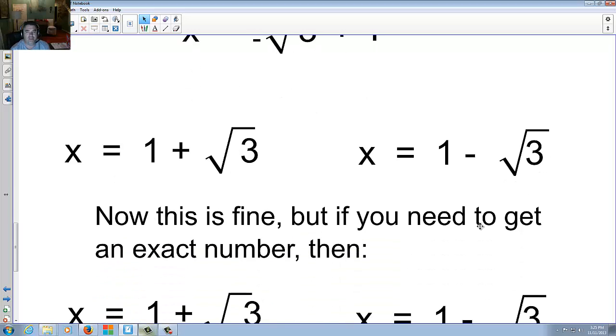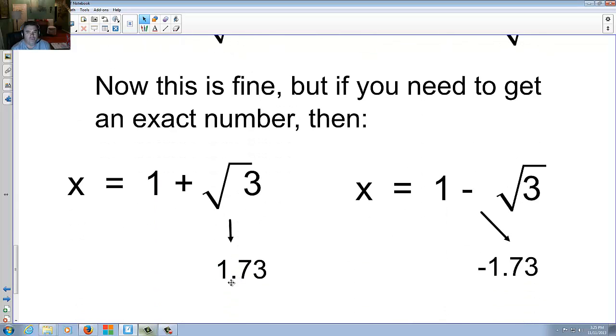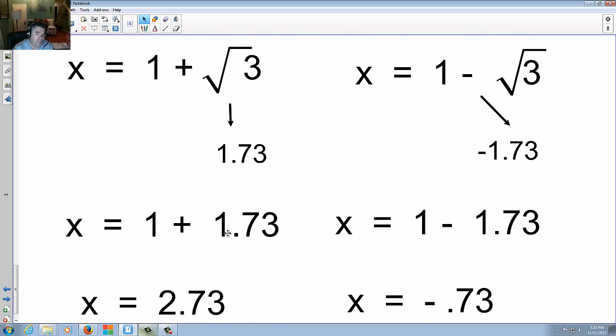Now this is fine, but if you need to get an exact number, we'll just root 3. Root of 3 is 1.73, so positive square root of 3 is 1.73, and the negative square root of 3 is negative 1.73, and then just put them in. 1 plus 1.73 is 2.73, and 1 minus 1.73 is negative 0.73.